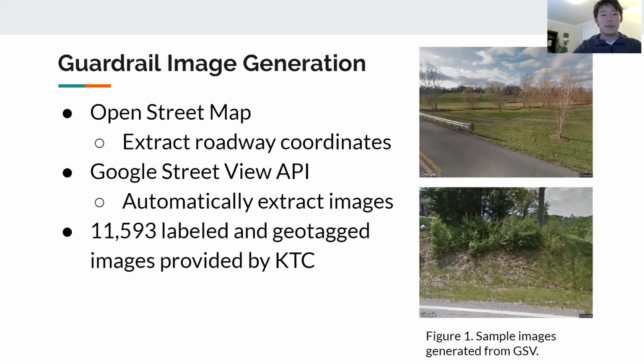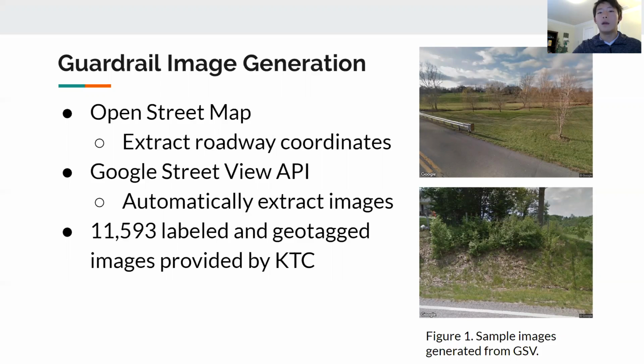So first, I'll be discussing my guardrail pipeline. To generate images, I used OpenStreetMaps and Google Street View's API. OpenStreetMaps is a map that contains coordinates of every single geographically significant feature, such as lakes or roads. I parsed OpenStreetMaps for the coordinates of the boundaries of every single road in a certain area. I then used this list of coordinates in Google Street View to create roadside images. I mainly focused on highways, where I knew there would be a high volume of guardrails.